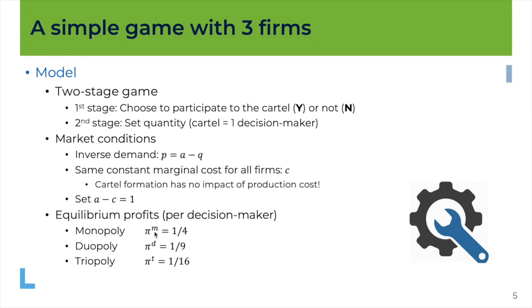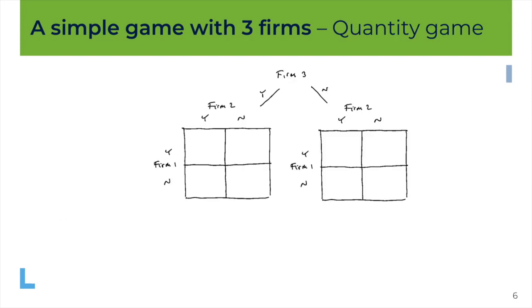And the profit of this monopolist would be equal to 1/4. Okay? Now, this is all we need to try and find the Nash equilibrium of this two-stage game. This is here a representation of the first stage, and this will determine how many different subgames we have in the second stage, which is a quantity game. Okay, but let me first explain what this picture means here.